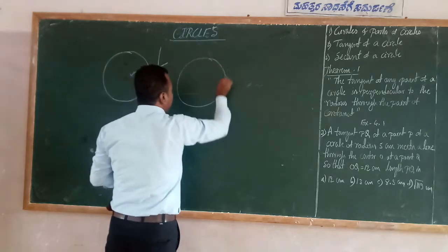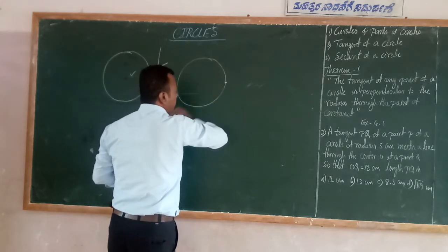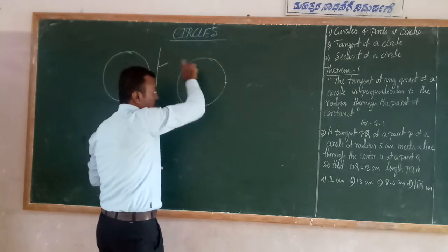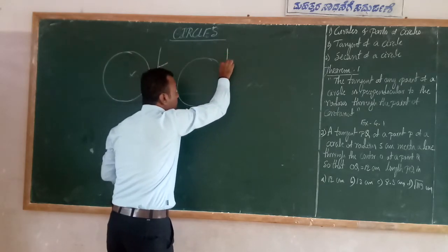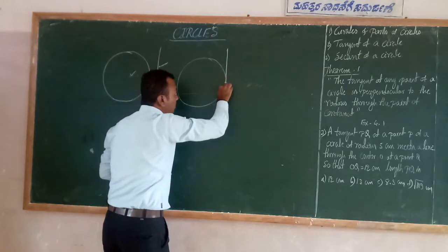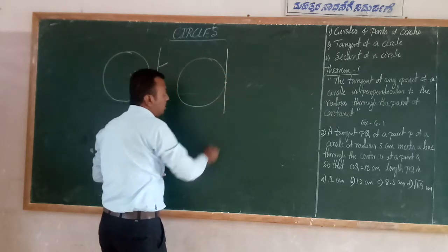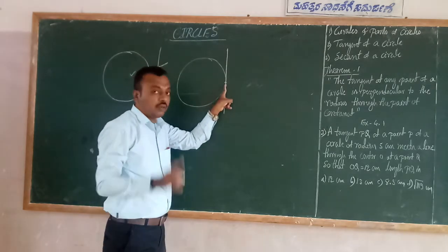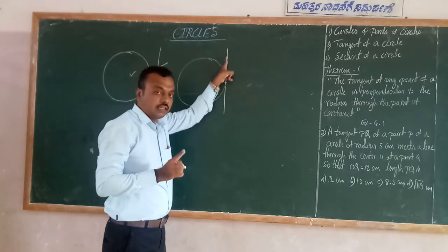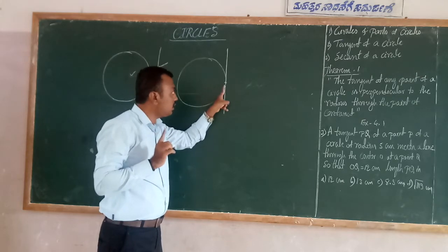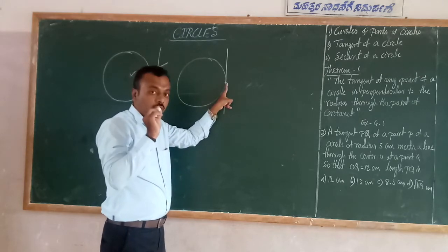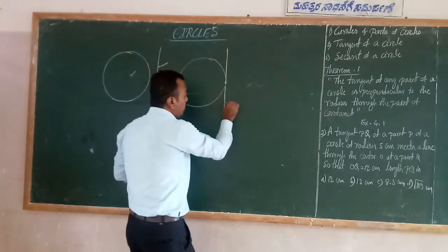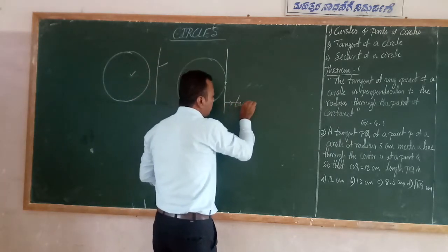See, this is one point of a circle. So this point lies on the circle. So I draw one line segment. This line segment touches, it intersects the circle at only one point. A line segment that intersects a circle at only one point, we call it a tangent of a circle.